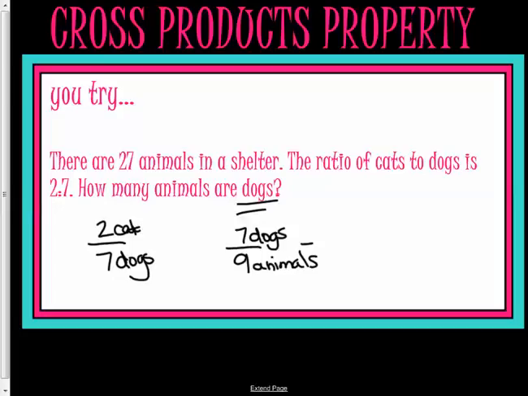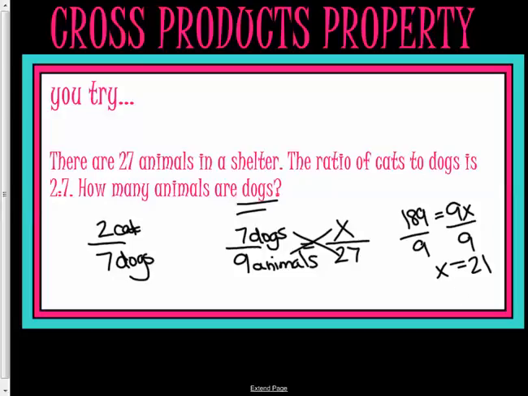So now we can set that up. If there are 27 animals, how many of them are dogs? So let's try it again. 7 times 27 gives us 189, and that equals 9x. So divide by 9. Oh, and it just so happens that our answer again is 21, but this time it's 21 dogs.